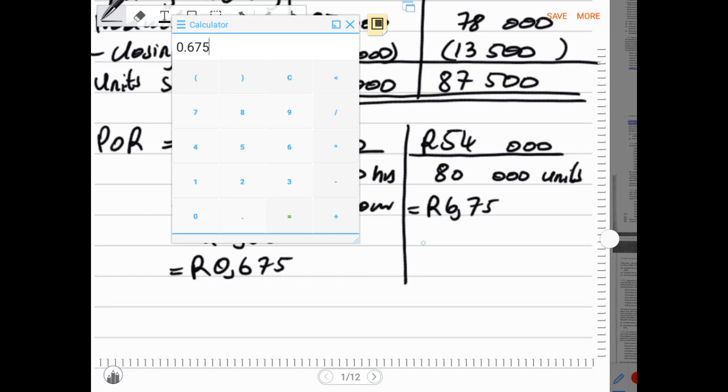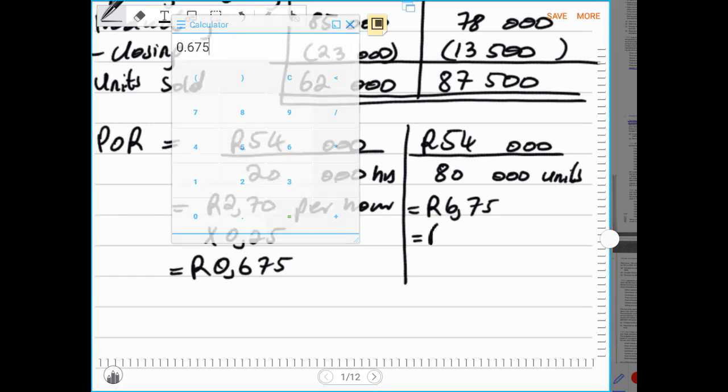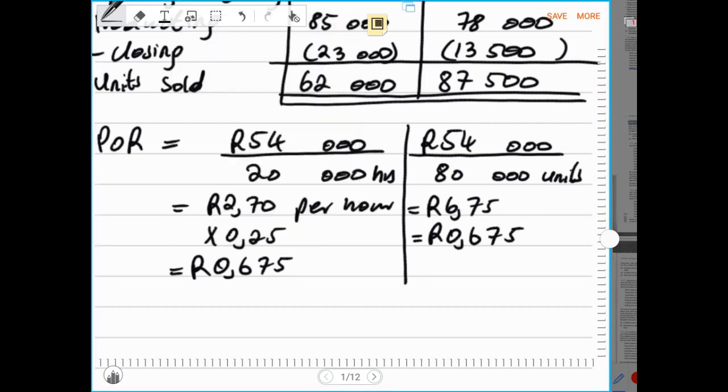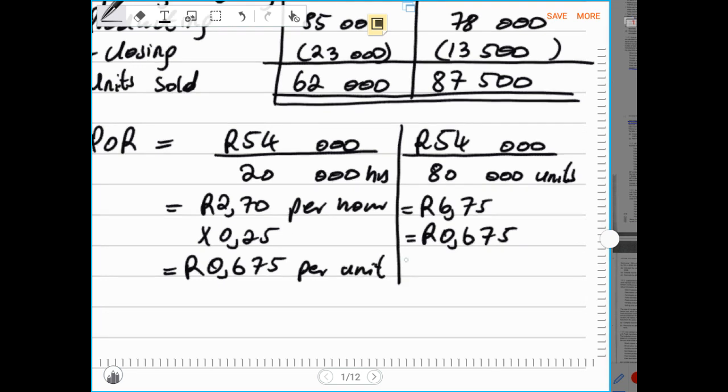Yes, if we divide that by 80,000, it gives us straight the correct amount of 0.675. So now if you want, you can just divide the fixed manufacturing overheads by the standard production, and that will give you the predetermined overhead rate per unit. Remember, this is per unit, because we divided by the number of units, therefore now it will give us the final amount per unit.